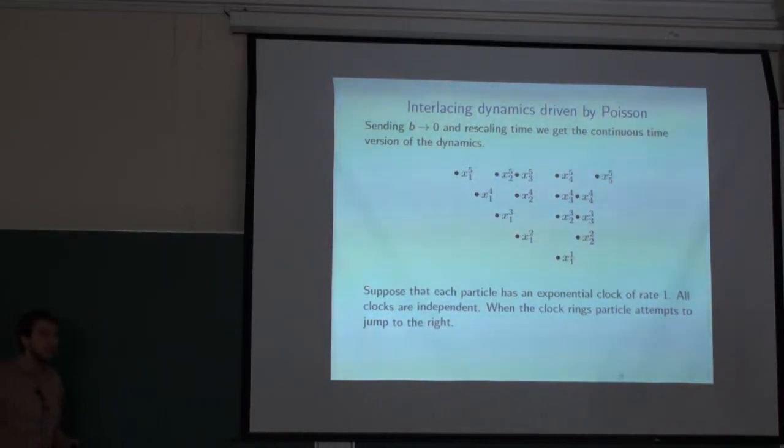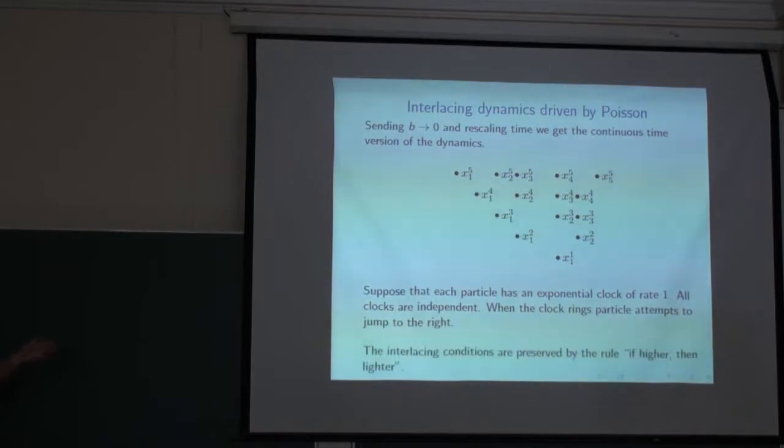So what does it mean? Actually, what we had before is that at each moment of time, lots of particles can jump. Now, since we are in continuous time, at each moment of time, only one particle will be able to jump. And formally, what we will have is that each particle will have an exponential clock of rate 1. All clocks will be independent, and when a clock rings, the particle will attempt to jump to the right.